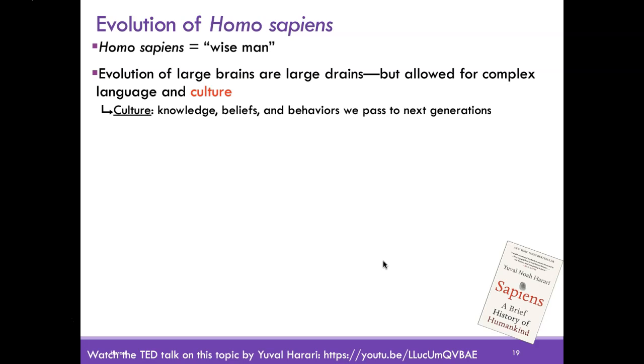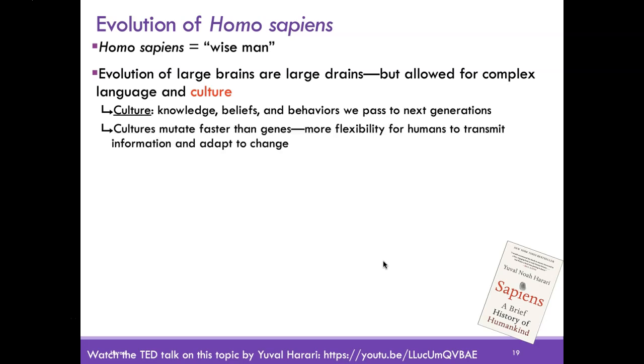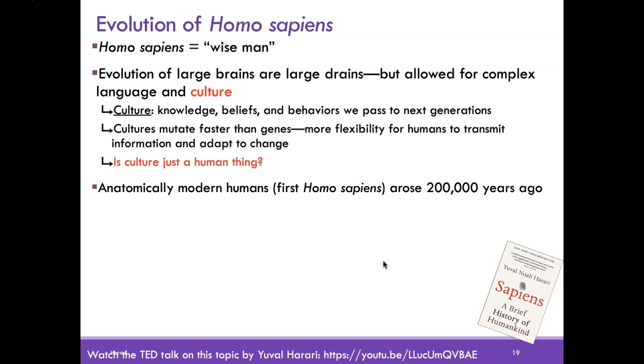So this big brain must have been very advantageous so we can pass on these traits that can mutate a lot faster than genes, right? We have a lot more flexibility in culture than we do in genes. So we can transmit information a lot more fluidly and easily and quickly than genes. Culture is not entirely human, I can argue, right? Different species can have different traditions, different beliefs, but as far as we know, humans have the most sophisticated culture. Anatomically modern humans, meaning the ones that look like you and I, arose 200,000 years ago.